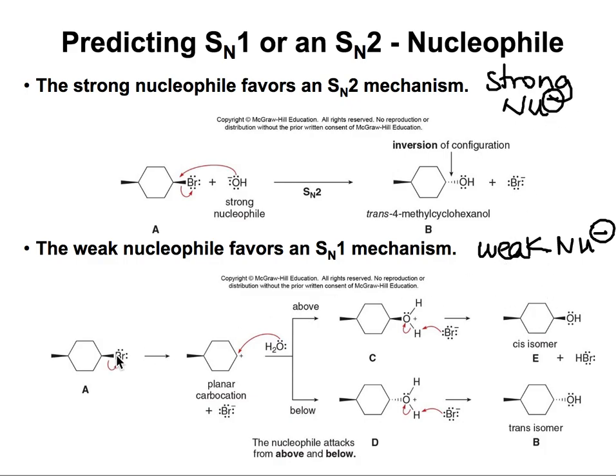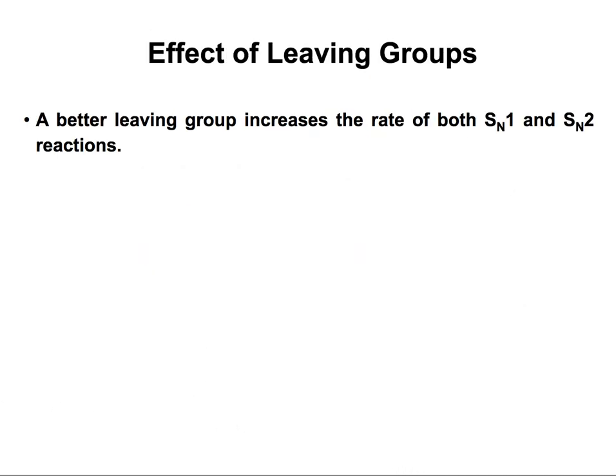With a weak nucleophile such as water, what will happen is the Br leaves, giving us the carbocation, and then we can get attack from the top or from the bottom, and that will result in a mixture of the cis and the trans isomer in this case, right? So we will have attack from the top and attack from the bottom. And that's one of the ways that you can tell. If there is inversion of configuration, then you go through an Sn2, but if you end up with a mixture, a racemic mixture, then you go through an Sn1.